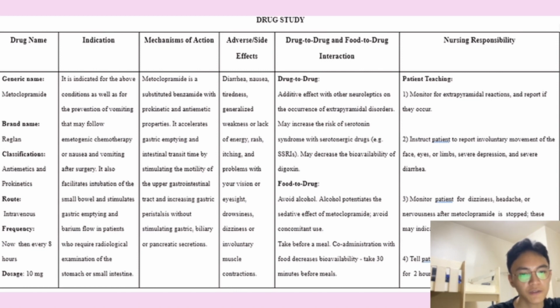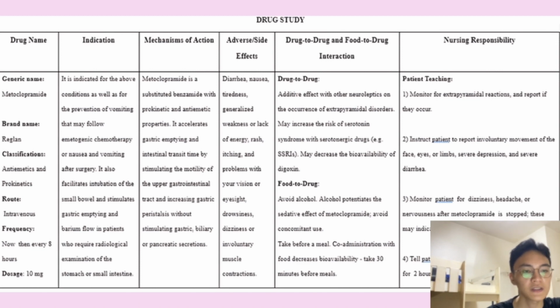It also facilitates intubation of the small bowel and stimulates gastric emptying and barium flow in patients who require radiological examination of the stomach or small intestine. So the mechanism of action: metoclopramide is a substituted benzamide with prokinetic and antiemetic properties. It accelerates gastric emptying and intestinal transit time by stimulating the motility of the upper gastrointestinal tract and increasing gastric peristalsis without stimulating gastric or pancreatic secretions.